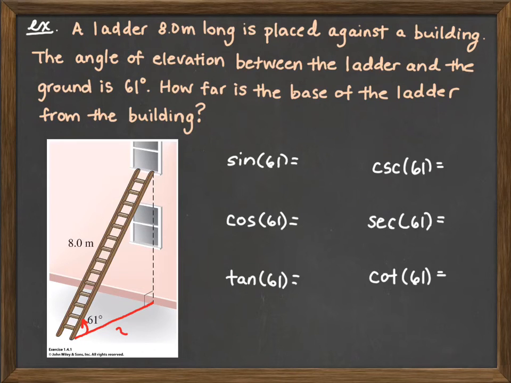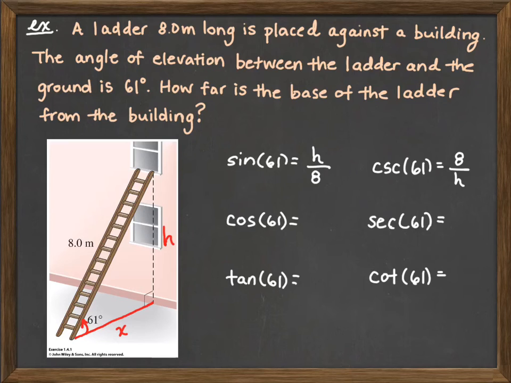So let's call this distance x, and then let's call the height of the building, the base of the building to the top of the ladder, h. Alrighty, so once again, we're going to need to use our trig ratios to figure out how to solve for x. So I'm going to set them all up and then determine which one is the best to use. So here, if we do sine, that's opposite over hypotenuse. So opposite is h, and hypotenuse is 8. And then the cosecant is just the reverse of that. So cosecant is going to be 8 over h.